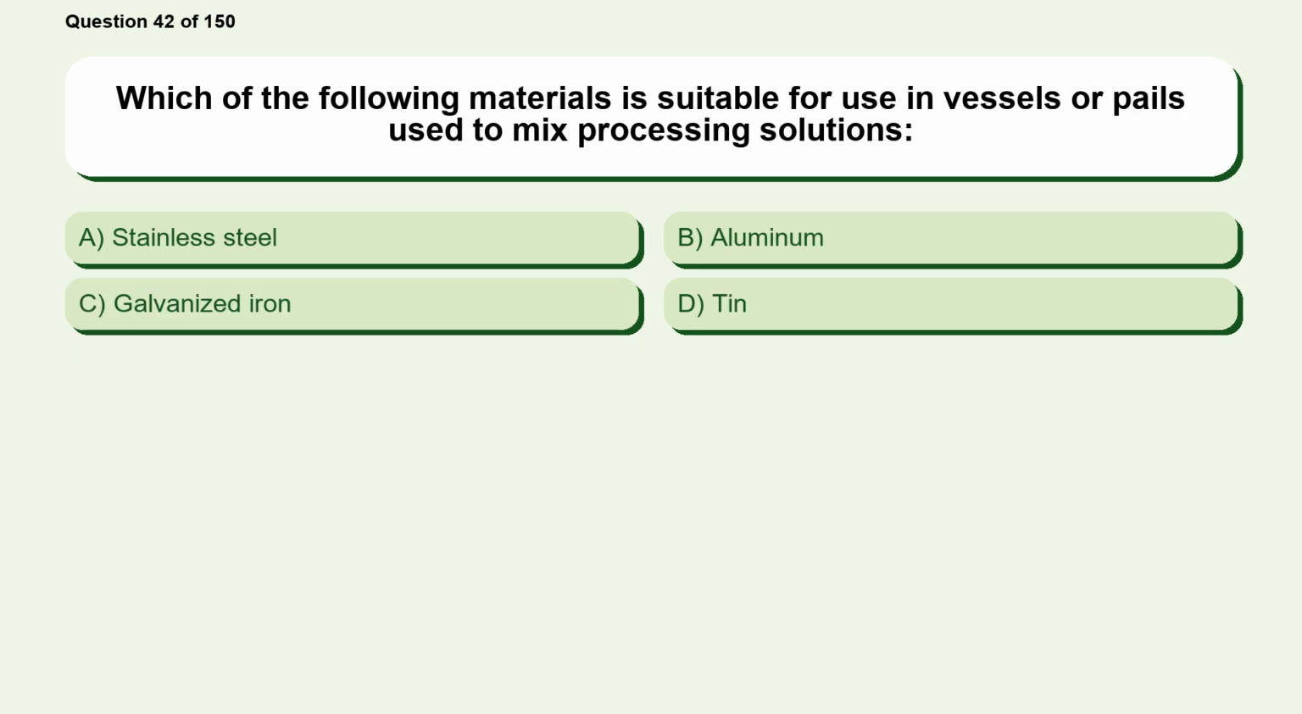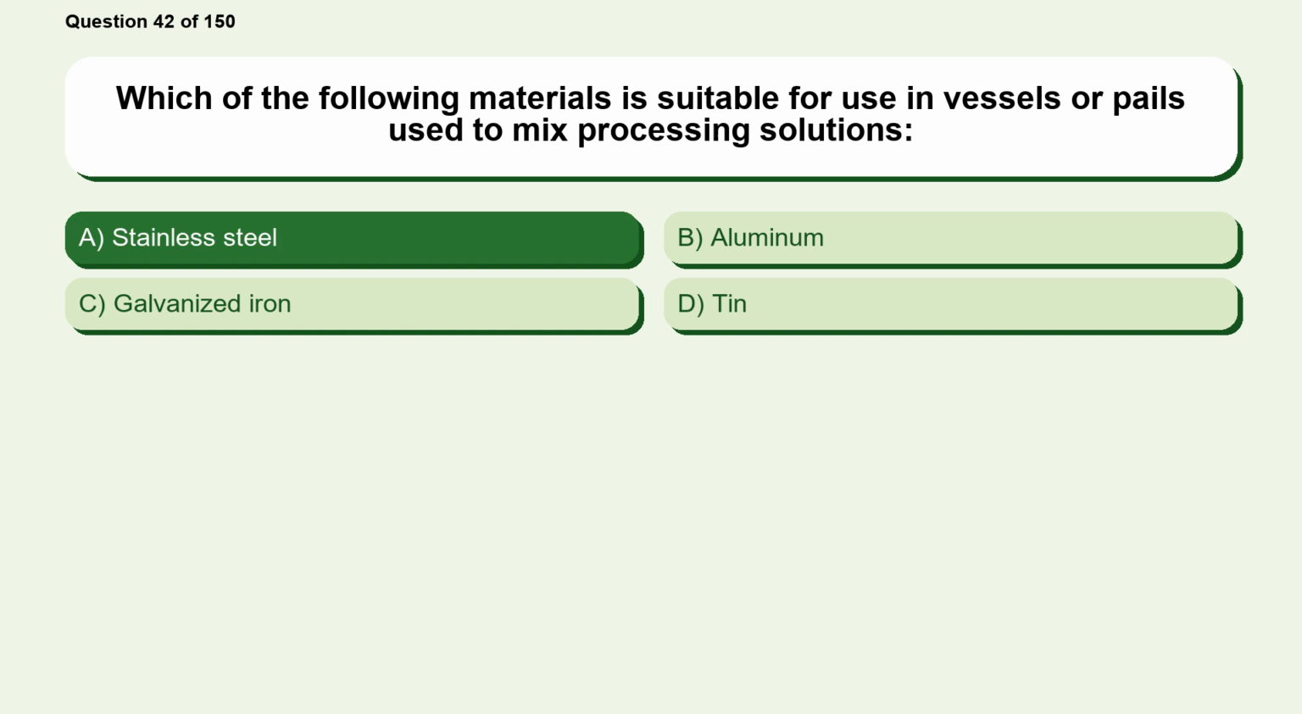Question 42. Which of the following materials is suitable for use in vessels or pails used to mix processing solutions? Option A, stainless steel. Option B, aluminum. Option C, galvanized iron. Option D, tin. The correct answer is option A, stainless steel.